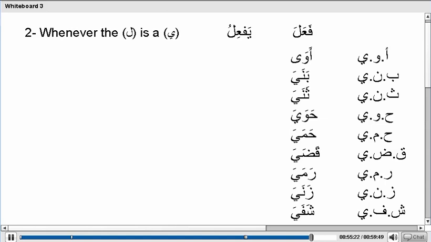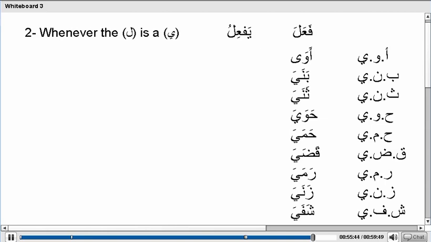And it only does so when it's at the end, when there's no letter following it. Yes, without dots. But which alif? An alif that is originally a ya. Understood?